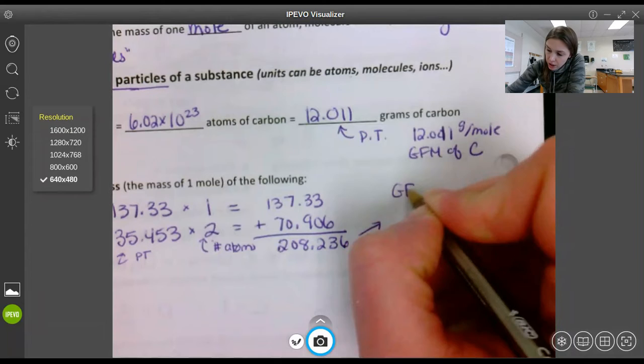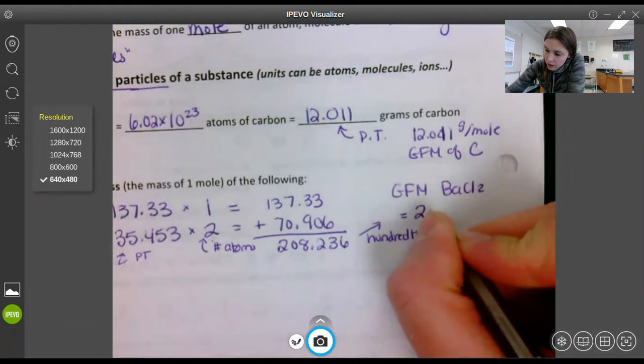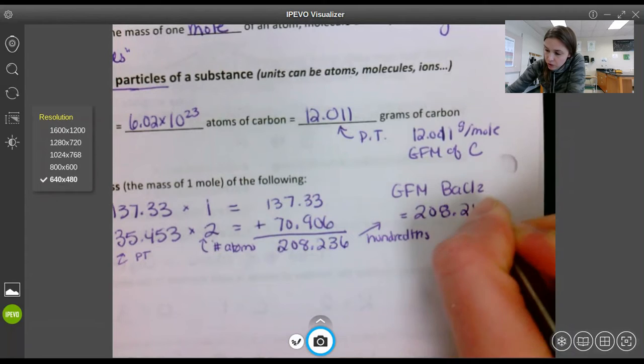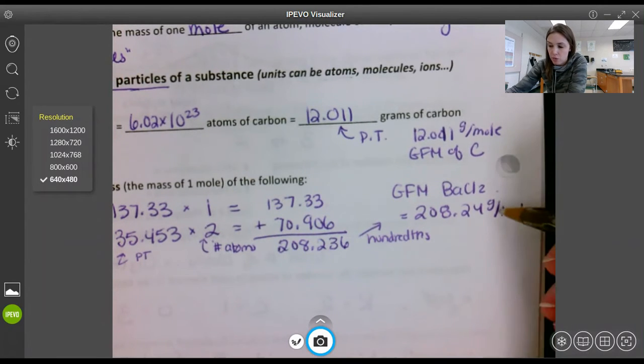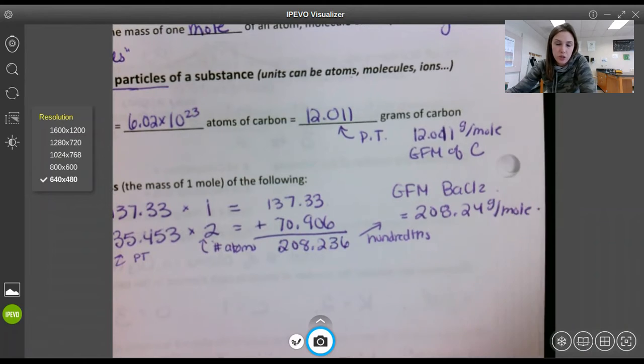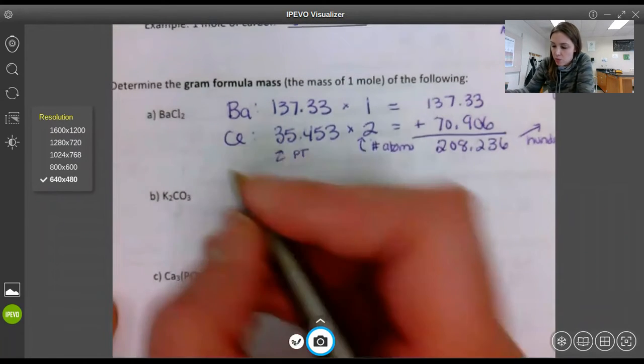Okay, so when I look at the GFM of my barium chloride, I'm going to get 208.24 grams per mole. So if I had 1 mole of particles of barium chloride, it would be equivalent to 208.24 grams of it. Okay. All right, let's take a look at another one together.